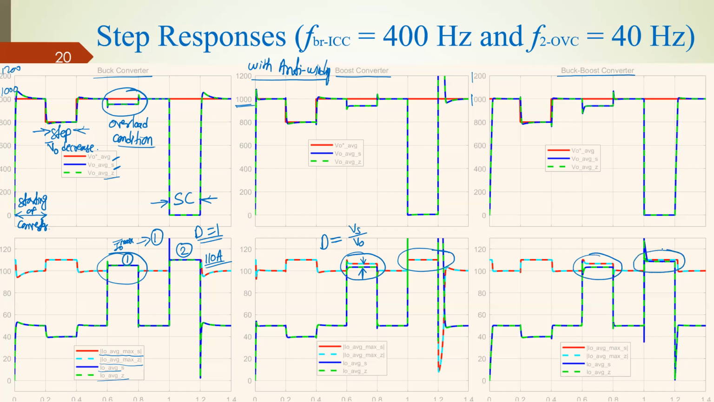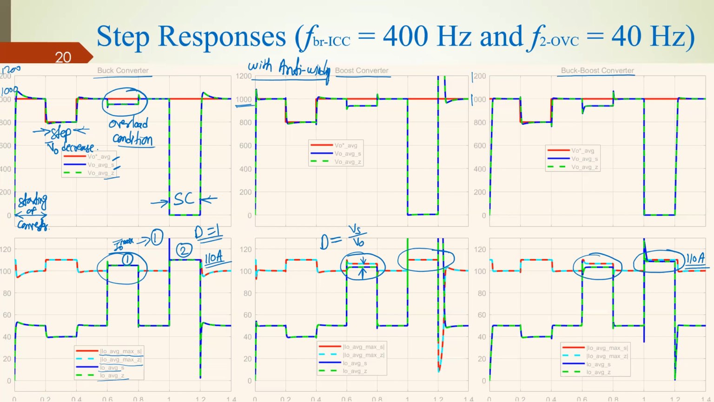boost converter, you can see your output current is limited to the reference value, which is 1.1 times the rated current, so which is 110 ampere. So in the buck boost converter, we can limit our output current during the short circuit condition. So this is the graph for the step response. You can pause the video and look at the graph in detail.